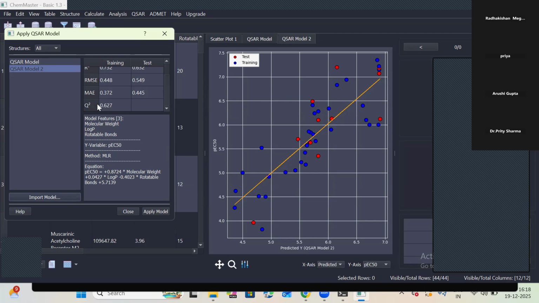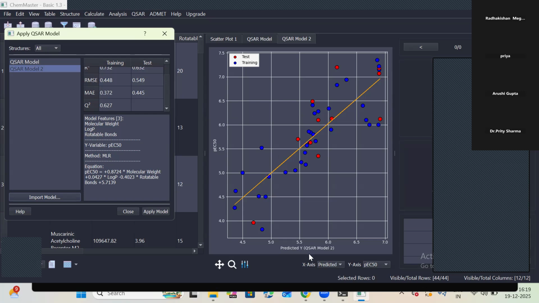If the Q square value is less than 0.5, the model cannot be considered a good model. So here we have the Q square value above 0.6. So the model is a good predictor model. This is the model feature, and this is the equation used by the ChemMaster software, the MLR, multiple linear regression method, to calculate and analyze the model.